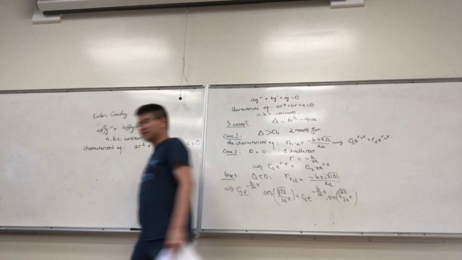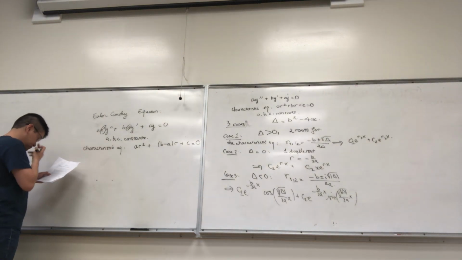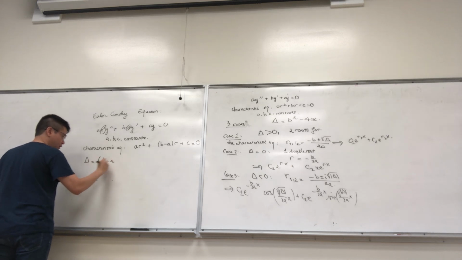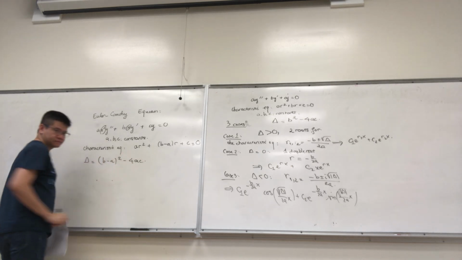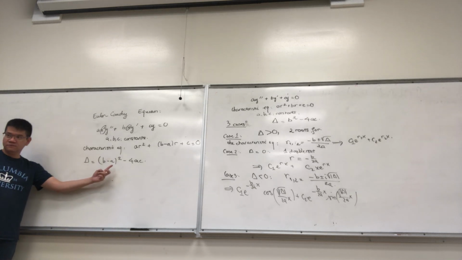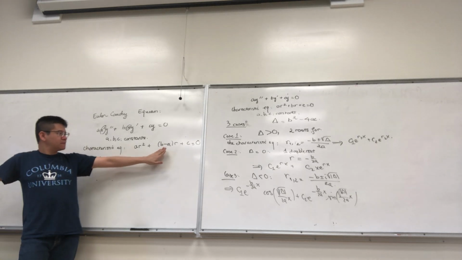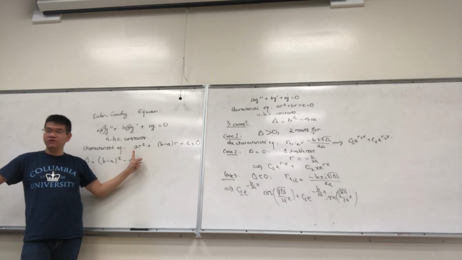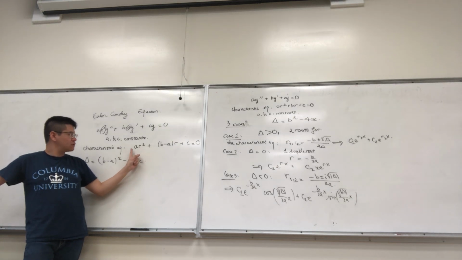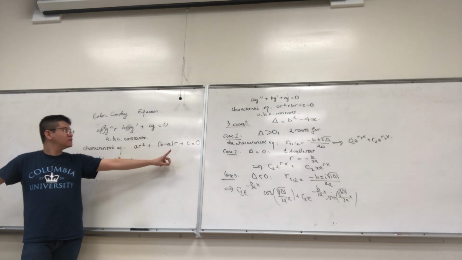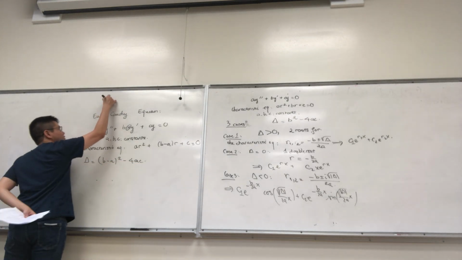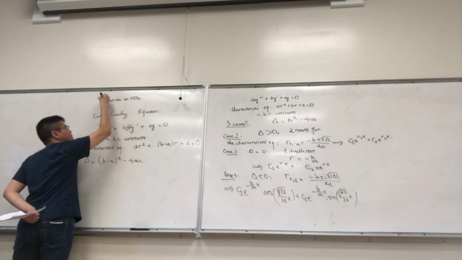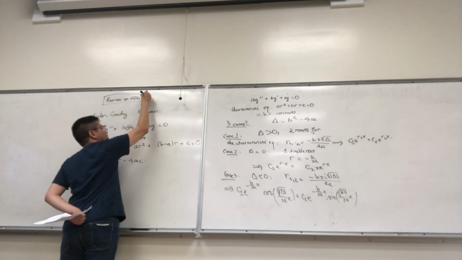And then you also consider the delta. So the delta will be (b minus a) squared minus 4ac. In this case, the delta will be the coefficient of r squared minus 4 times the product of the coefficient of r squared and the constant term c. So this is the review on ODEs. And this is in the book of Haberman.